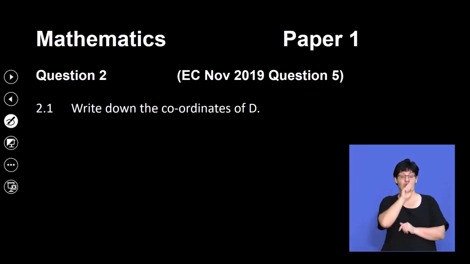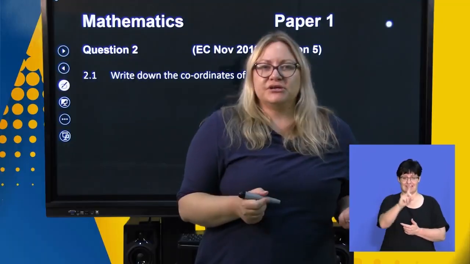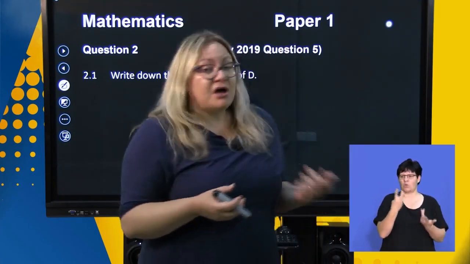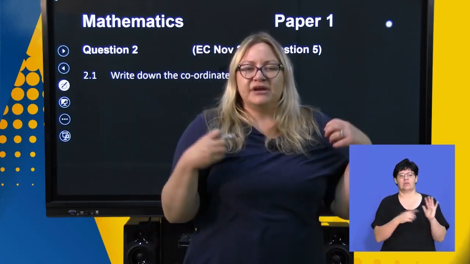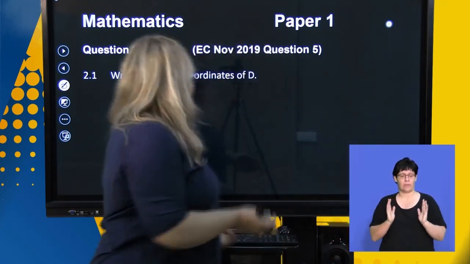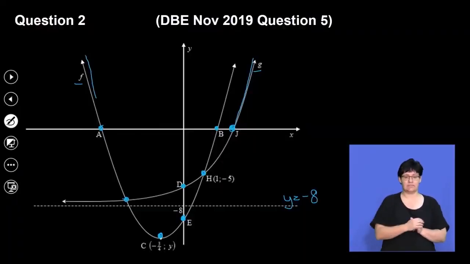The first question is, write down the coordinates of d. So when you're asked to write down coordinates, it's probably going to be out of very few marks, possibly 1 or 2 marks only, and you don't necessarily need to show your working. You can just literally write down the coordinates. So let's go back and look at that.